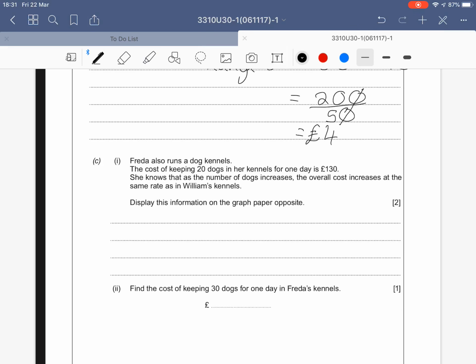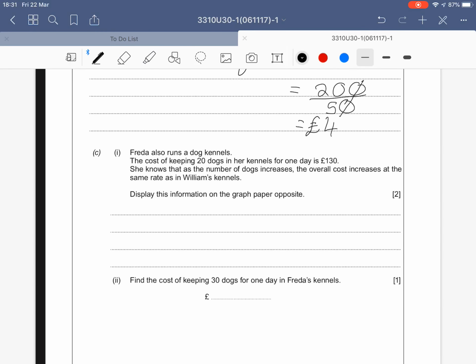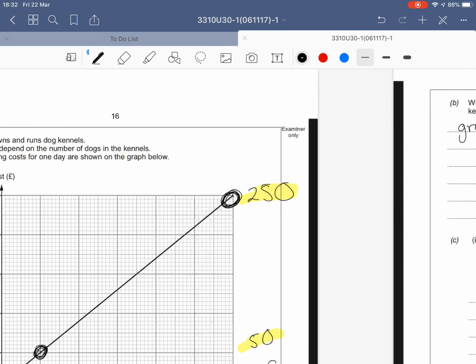Frida also runs dog kennels, and the cost of keeping 20 of her dogs in a kennel for 1 day is £130. She knows that as the number of dogs increases, the overall cost increases at the same rate as William's. If they've got the same gradient, that means they're going to be parallel. We've got to display this information on the graph, so we plot her graph. What they've told us is that 20 dogs is 130. So plot that point and then do a parallel line.